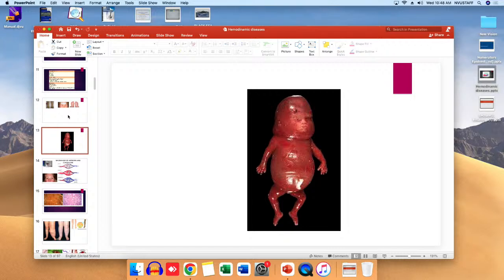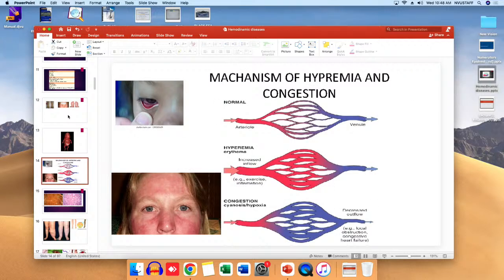You have to know the difference between local edema and anasarca. There are too many causes, but this is one of them. You must be familiar with this. Of course, we will have many complications about this.